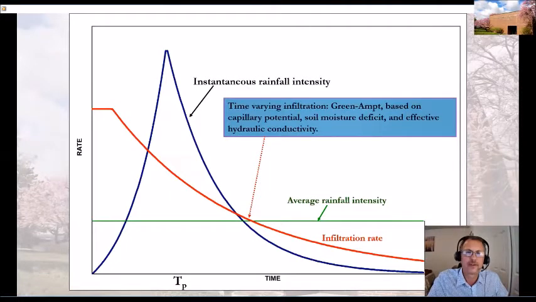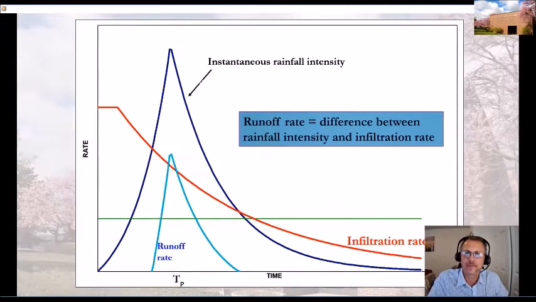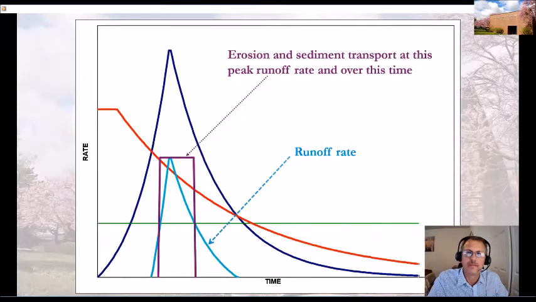So this graph again shows the instantaneous rainfall intensity. The red line is the time varying infiltration based on the Green-Ampt-Mein-Larsen equation, affected by capillary potential, soil moisture deficit, and effective hydraulic conductivity. And then our runoff rate is the difference between the rainfall intensity and the infiltration rate, so this light blue line here. The erosion and sediment transport is calculated based upon this peak runoff rate over this time. So the time is an effective duration that matches, so that the area under the curve matches the area under the actual runoff hydrograph curve. So we preserve the volume runoff.